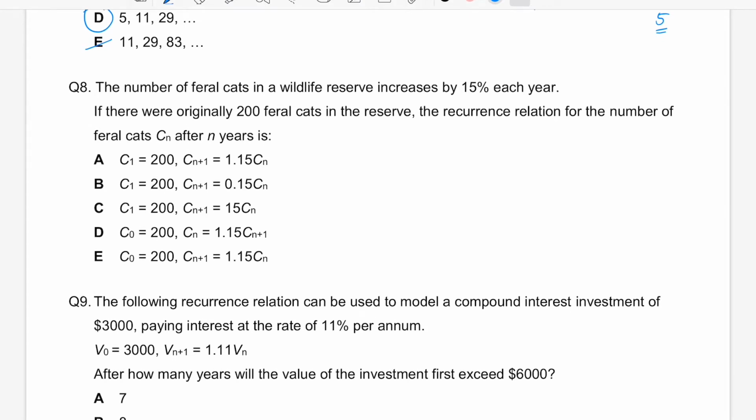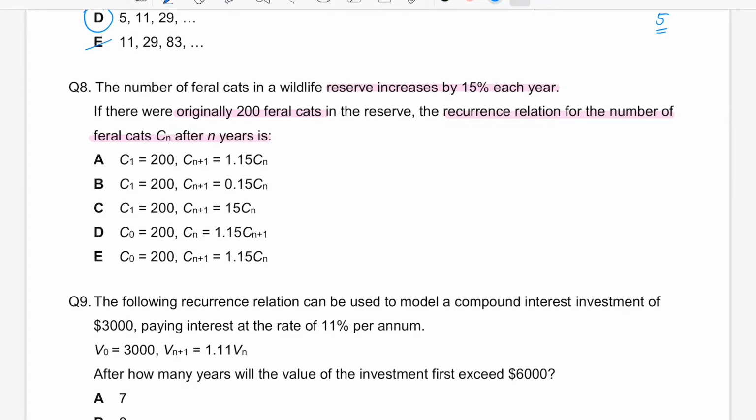Alright, question 8. The number of feral cats in a wildlife reserve increases by 15% each year. So I'm going to highlight that. If there were originally 200 feral cats in the reserve, and I'm just going to quickly highlight that, the recurrence relation for the number of feral cats, Cn, after n years is.